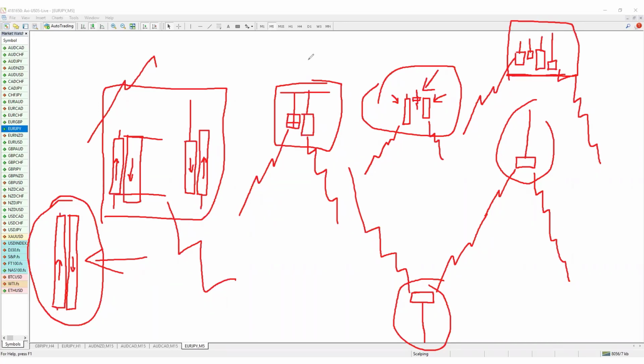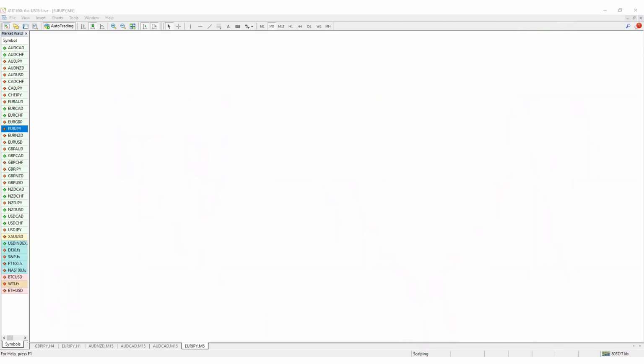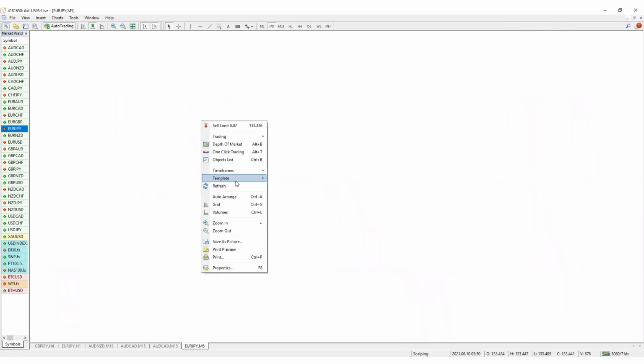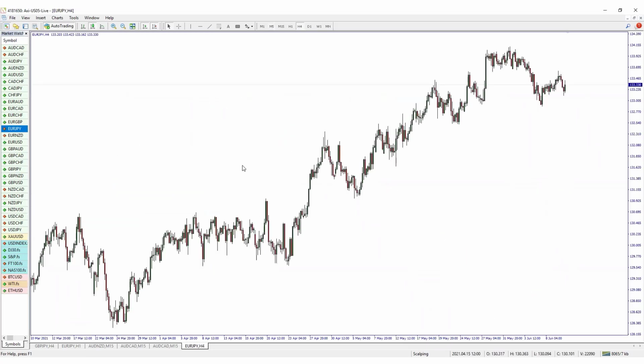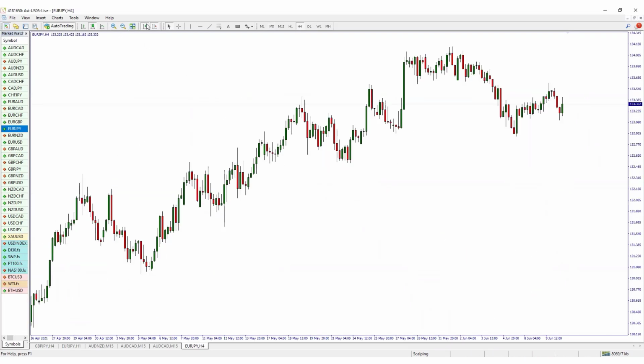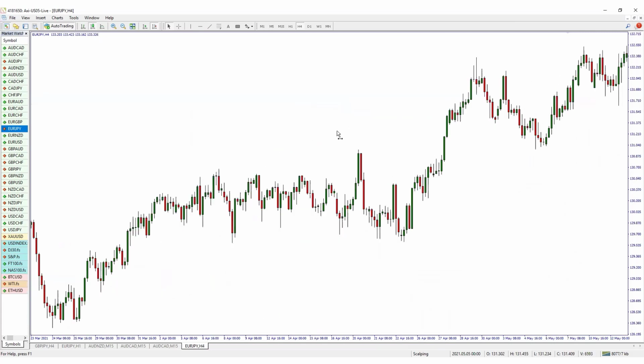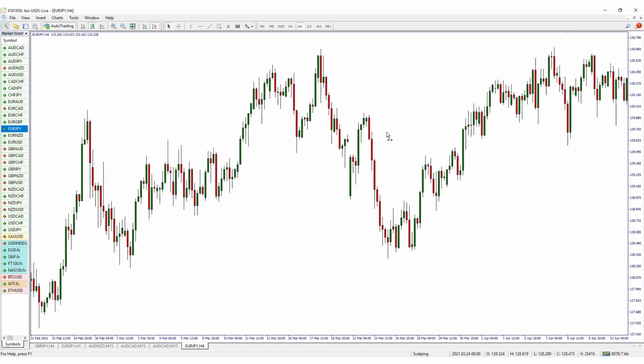Okay, so let's jump over to a chart. I'm just going to get a blank chart up. We'll go on to H4 for no apparent reason, just picking a time frame. So we'll have a look for these candlestick patterns. And what you want to do is obviously look for them at highs and lows.